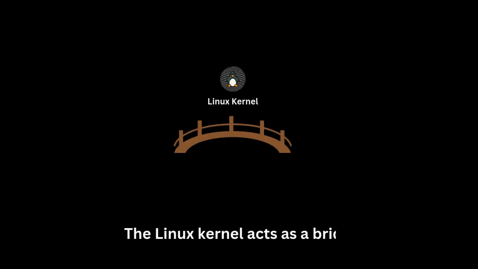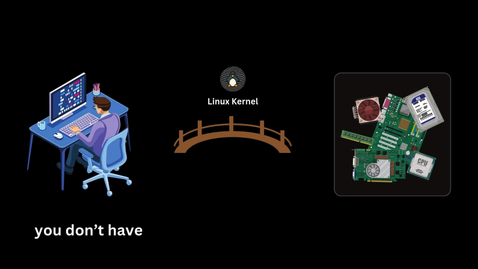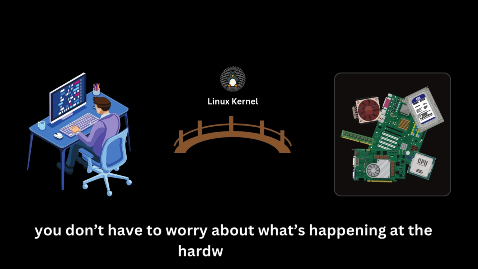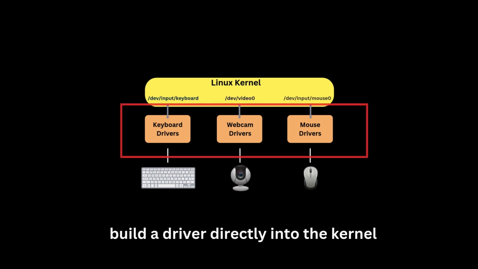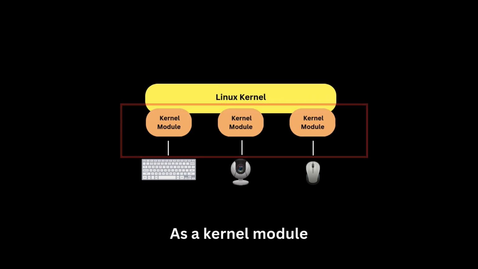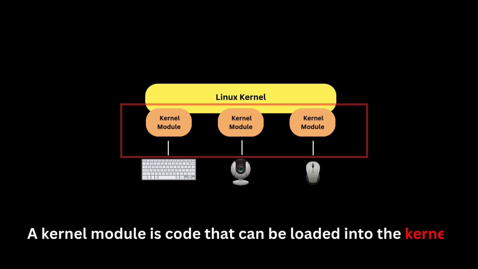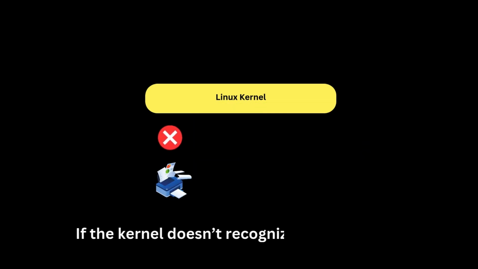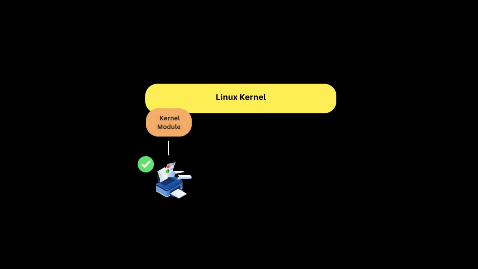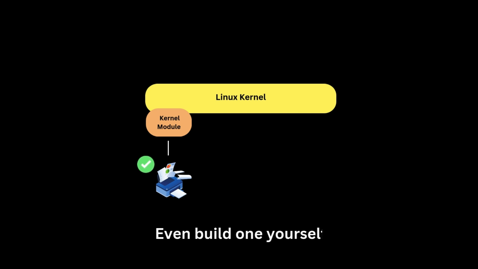In simple terms, the Linux kernel acts as a bridge between the hardware and the user, so you don't have to worry about what's happening at the hardware level. In Linux, hardware is linked to device files, and you can either build a driver directly into the kernel or as a kernel module. A kernel module is code that can be loaded into the kernel as needed while the system is running. If the kernel doesn't recognize new hardware, you can simply load a module provided by the hardware manufacturer, or even build one yourself.